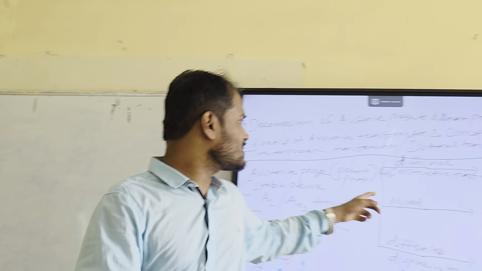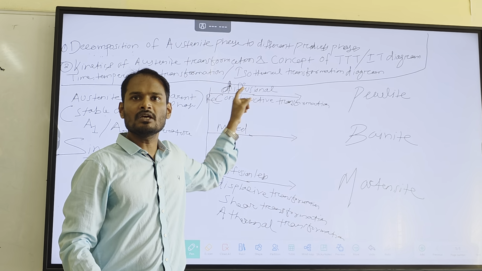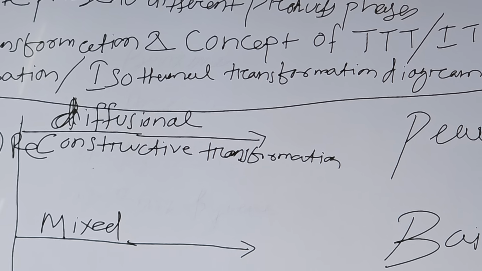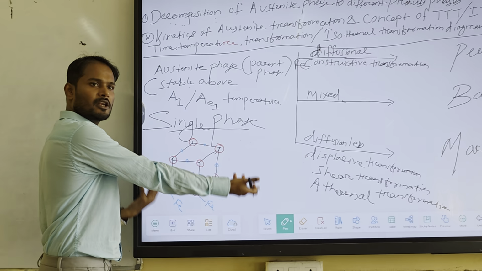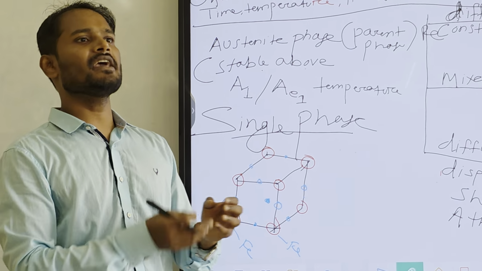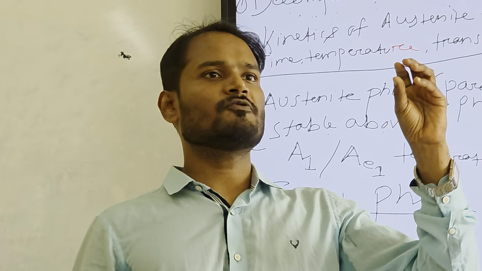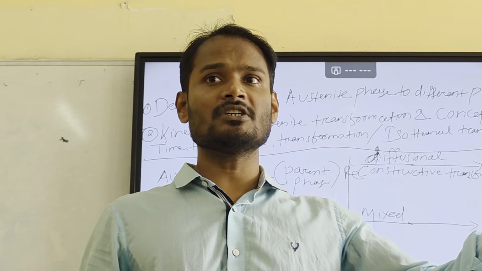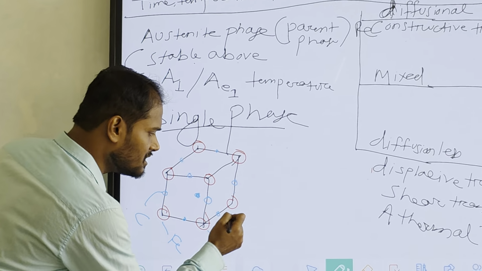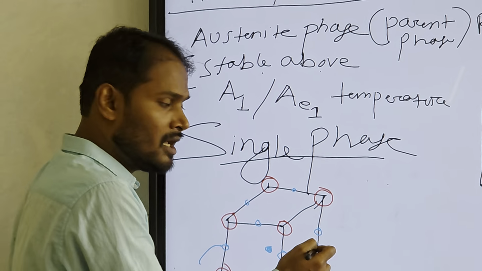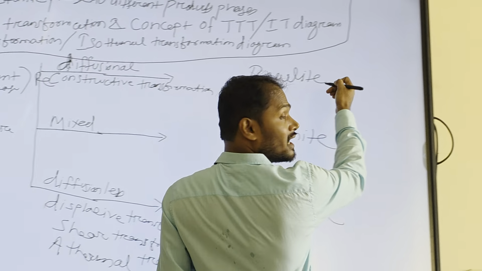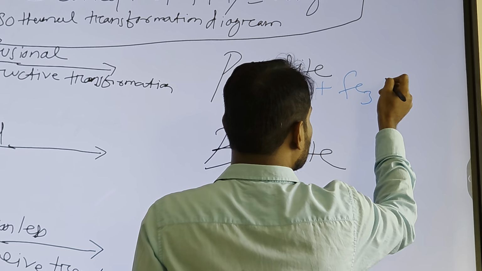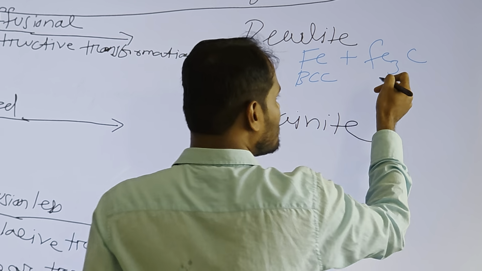This kind of transformation is called diffusion transformation. Diffusion transformation is also called reconstructive transformation. Reconstructive means all the atomic bonds will break down and they will rearrange in a particular fashion. It will form Fe3C, which is a carbide. Carbide has an orthorhombic structure. Just imagine, austenite is FCC, and it will finally become pearlite. Pearlite is Fe plus Fe3C, right? This is BCC and this is orthorhombic.